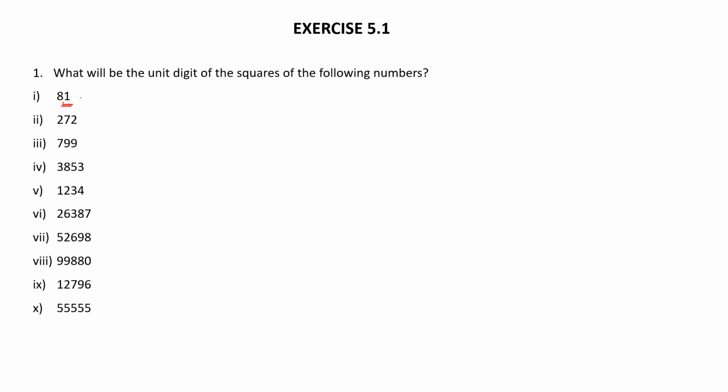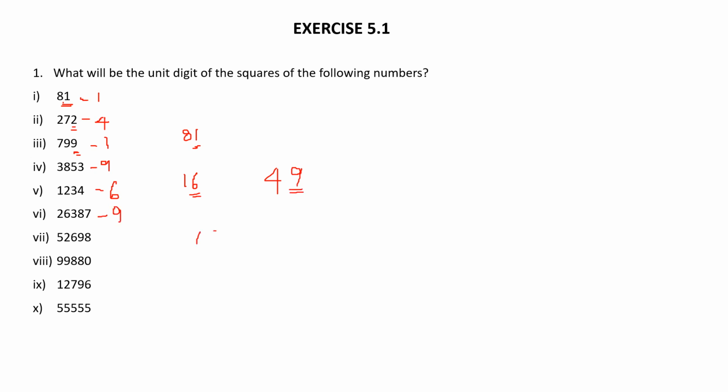1 square is 1. Since it is a single digit number, we can directly write it as 1. 2 square is 4. 9 square is actually 81, but they have asked you only the ones place. So in 81, 1 is the ones place, so we'll write that alone, 1. 3 threes are 9. 4 square is 16, so what is there in the ones place? 6. 7 square is 49. So 9 is there in the ones place, so 9 is the answer.